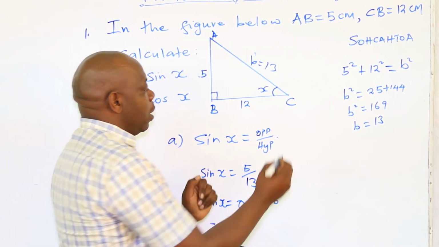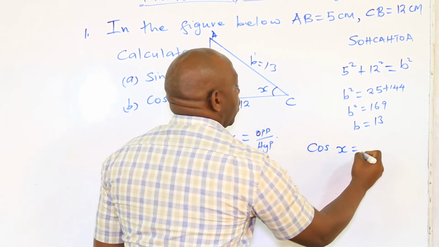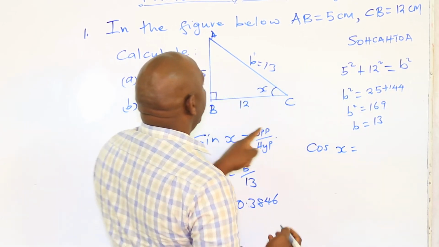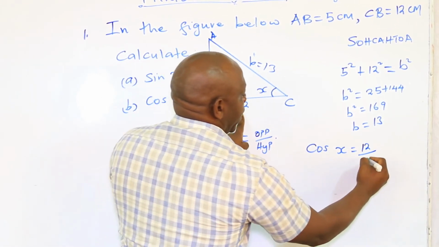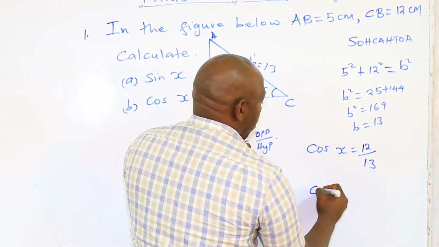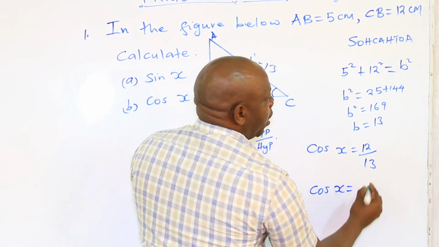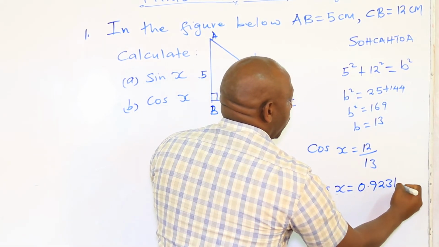Part B, if they ask you what is the cos of x, we say cos comes from here, adjacent over hypotenuse. Adjacent is 12, hypotenuse is 13. And therefore cos of x is 12 divided by 13 to get 0.9231.